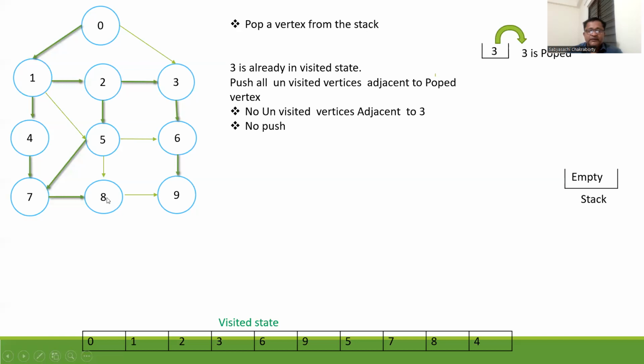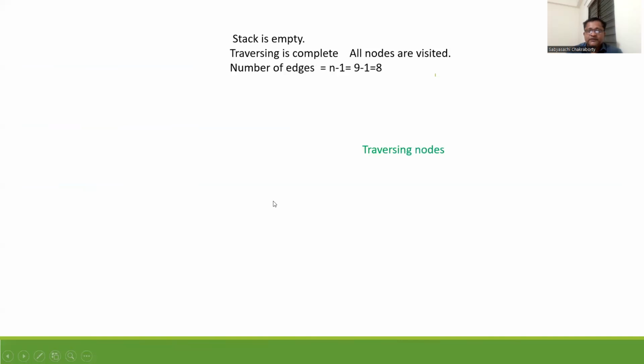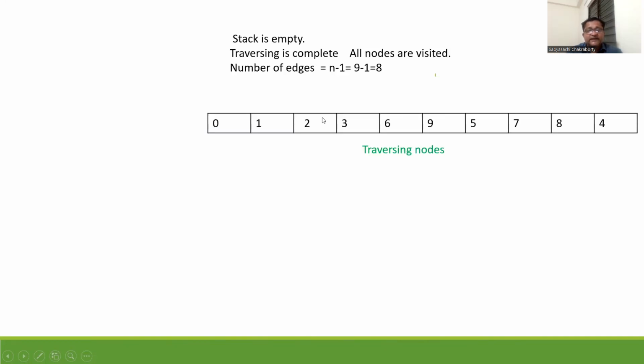We can have the backtracking to 4. So this is a traversal, a DFS traversal of this particular graph, containing the visited nodes in the order visited. First 0 will be visited, then 1, then 2, then 3, then 6, then 9, then 5, 7, 8, 4. So this is a DFS traversal.